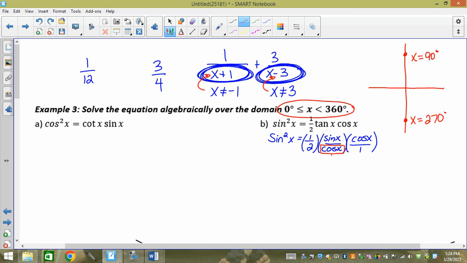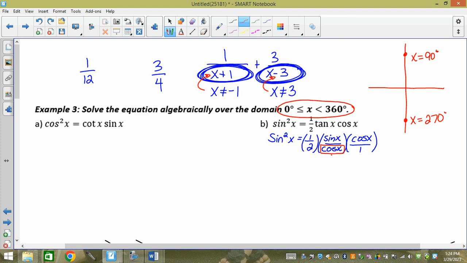Could I plug in cos of 30? Cos of 30 is root 3 over 2. Is that a problem? No, my denominator is not 0. Could I plug in cos 210? Cos 210 is negative root 3 over 2. Is that fine in the denominator? Yes. There's two places that will cause that denominator to be 0 between 0 and 360, and that's at 90 and 270. Because cos of 90 is 0. Cos of 270 is 0.